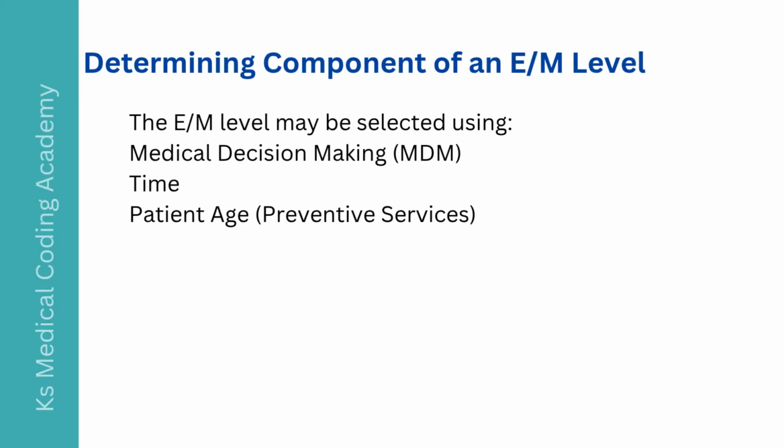After selecting the correct EM category, the next step is determining the level of service. For most office and outpatient evaluation and management services, CPT guidelines allow the level to be selected based on either medical decision-making or the total physician time spent on the date of the encounter. Medical decision-making evaluates the complexity of problems addressed, the amount of data reviewed, and the risk of patient management. Time includes both face-to-face and non-face-to-face physician work performed on the date of service when CPT allows time-based coding.